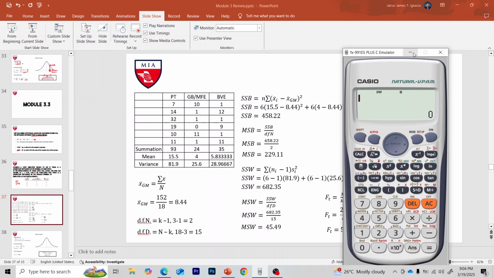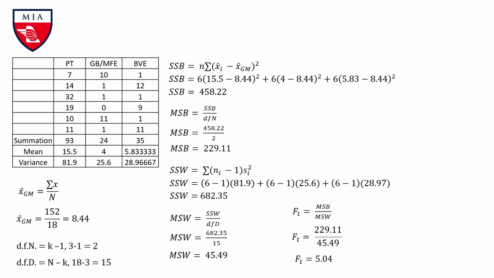Okay? So we have different values of our means and variances of different groups. Next, we need to find the grand mean. In order to find the grand mean, all we need to do is add all the values and divide it by our total number of variables. We have here, like I said, our big letter N is 18.